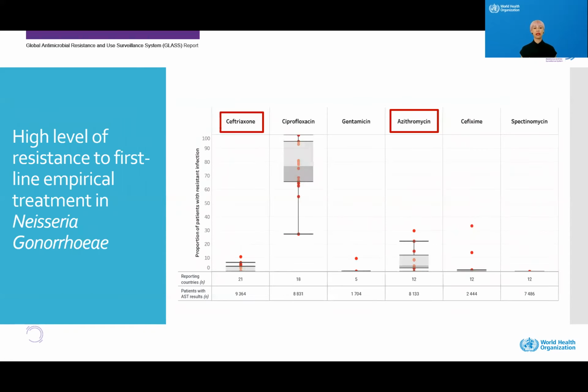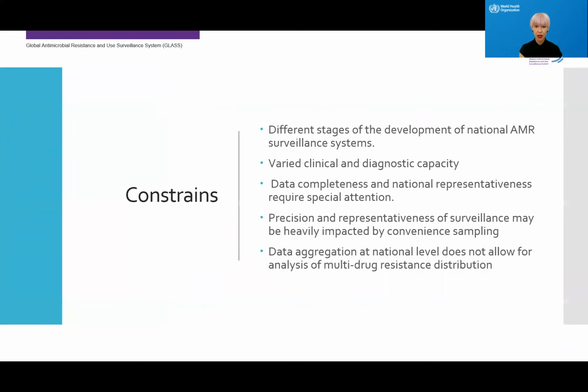Finally, high levels of resistance to first-line empirical treatment in Neisseria gonorrhoeae were reported. Here on the right, we can see quite high resistance rates for ceftriaxone and azithromycin. Unfortunately, we cannot identify multi-drug resistance for both antimicrobials, but we know that many countries have reported more than 5% of resistance for these antibiotics. And this suggests that the empirical treatment guidelines might need to change in relation to the reported data, or the data captured by the surveillance of the countries.